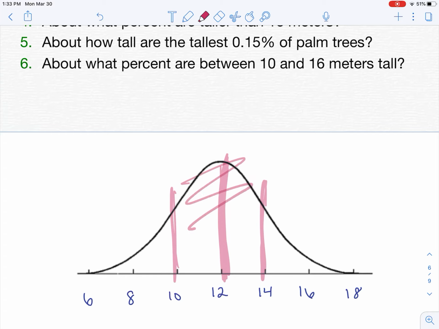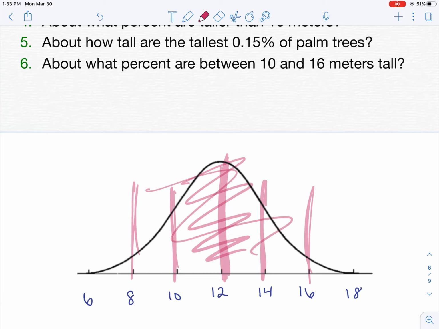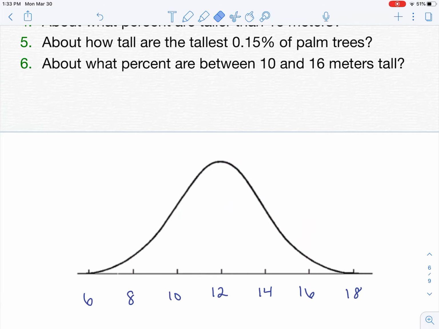68% of them are going to be between 10 and 14 meters tall. 95% of them between 8 and 16 meters tall. That's the idea. And so it's 1, 2, and 3 standard deviations above the mean, 1, 2, and 3 standard deviations below the mean.